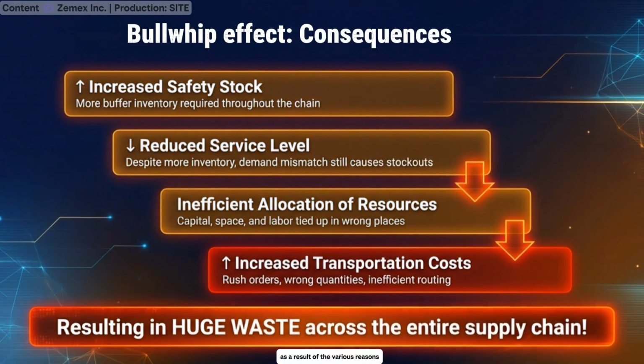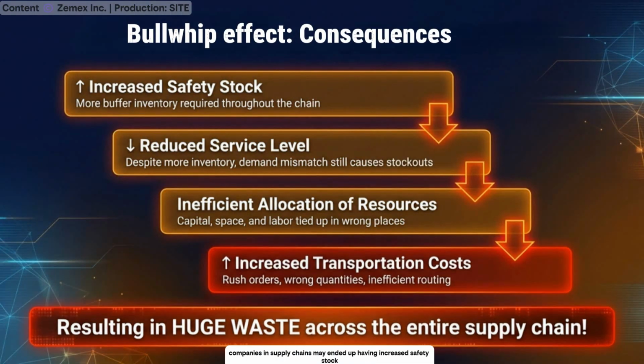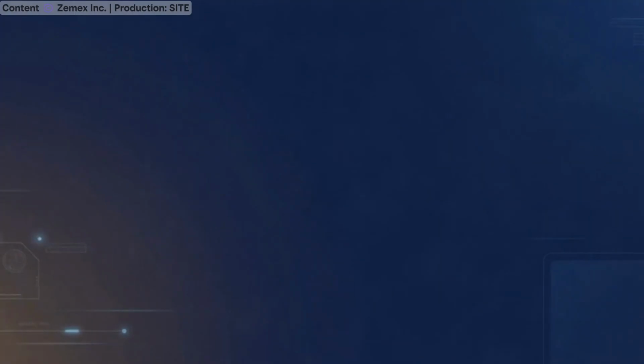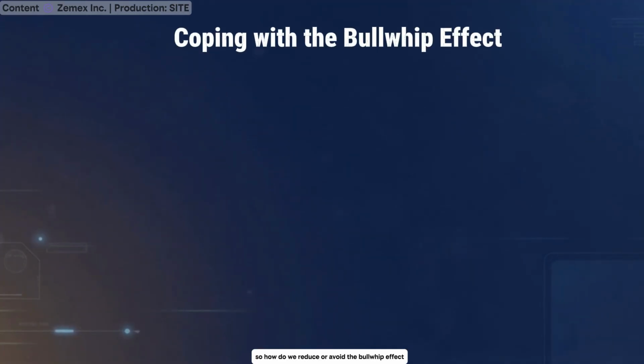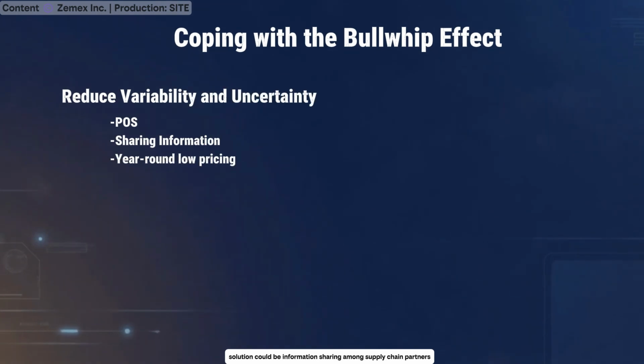As a result of the various reasons, companies in supply chains may end up having increased safety stock, reduced service level, inefficient allocation of resources, increased transportation costs, and ultimately huge waste. So, how do we reduce or avoid the bullwhip effect? One of the potential solutions could be information sharing among supply chain partners.